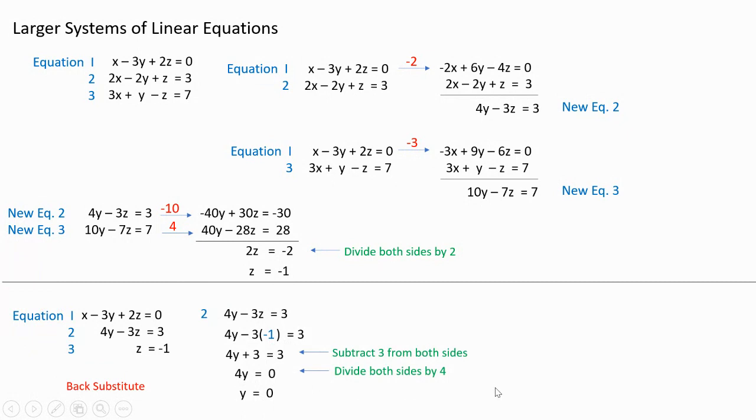Now what's missing is the value for x. So now I'm going to go to equation 1 and plug in what we know, right? We know that y equals 0 and z equals -1. So I'm going to plug them in for y and for z. My y is 0, so plug in 0 for y. And my z is -1, so plug in -1 for z. This gives us x minus 2. Then we add 2 to both sides. So x equals 2. So this is my solution: 2, 0, -1.